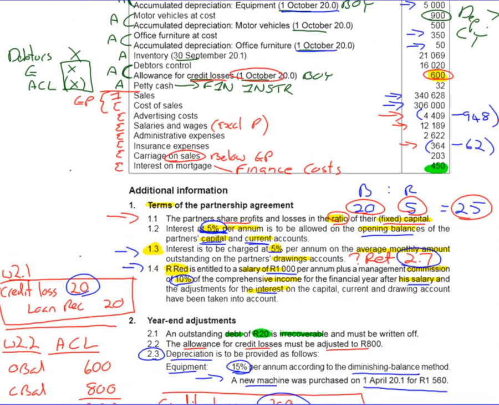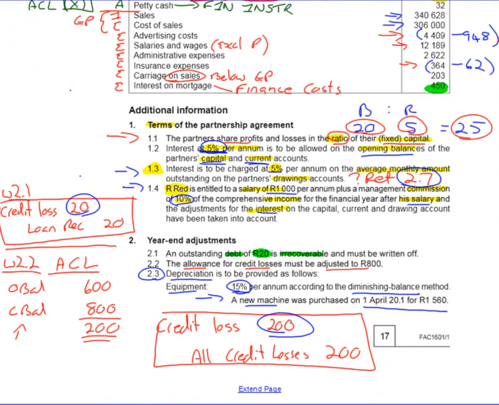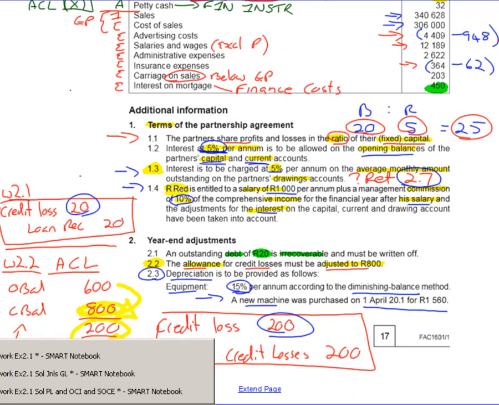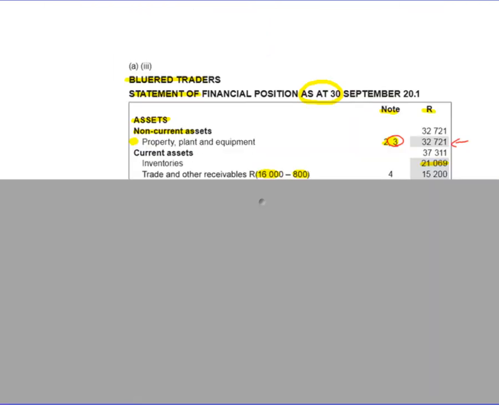It was under 2.2, apologies. The allowance for credit losses must be adjusted to 800. So we did the movement from the 600 to the 800. That movement was the statement of profit or loss side. The closing balance is therefore 800 in the statement of financial position. So 16,000 minus the 800 gives me 15,200. And yes, I have a note on that, and we'll go and look at note number 4.